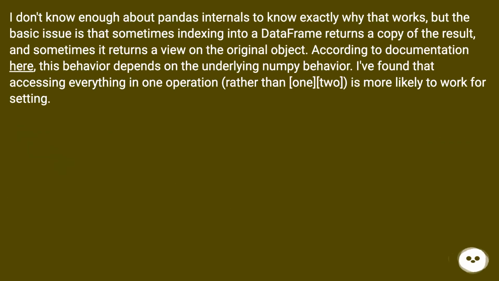I don't know enough about Pandas internals to know exactly why that works, but the basic issue is that sometimes indexing into a data frame returns a copy of the result, and sometimes it returns a view on the original object. According to the documentation here, this behavior depends on the underlying NumPy behavior. I've found that accessing everything in one operation, rather than in two, is more likely to work for setting.